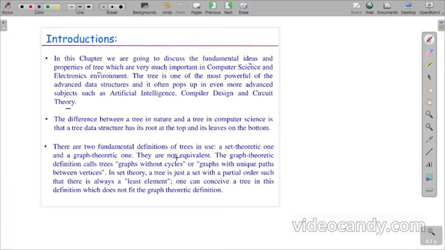There are two fundamental definitions of tree in use, a set theoretic one and a graph theoretic one. They are not equivalent. The graph theoretic definition calls tree graphs without cycles or graphs with unique paths between vertices. In set theory, a tree is just a set with a partial order such that there is always a least element. One can conceive a tree in this definition which does not fit the graph theoretical definition.